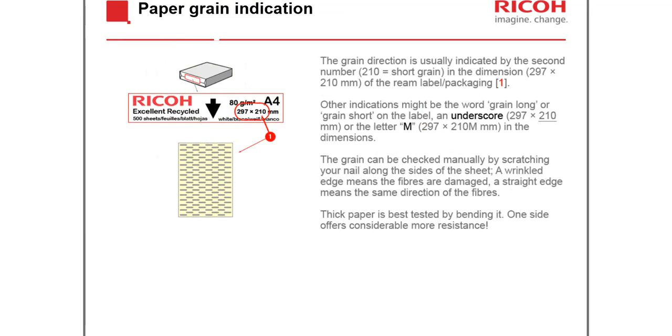Other indications might be the words grain long or grain short on the label, an underscore, or the letter M in the dimensions. The grain can be checked manually by scratching your nail along the sides of the sheet. A wrinkled edge means the fibers are damaged, a straight edge means the same direction of the fibers. Thick paper is best tested by bending it. One side offers considerably more resistance.